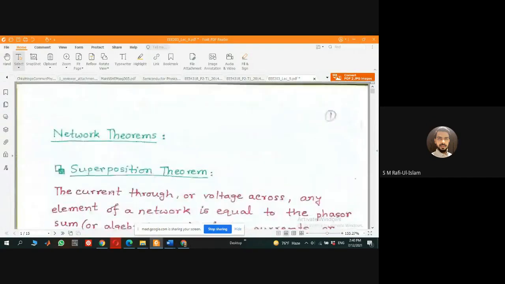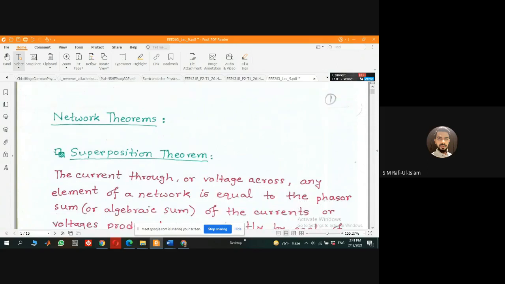So in the last week, we had discussed Y-delta transformation. Today we'll be discussing some circuit network theorems in AC circuits, but all the theorems have already been covered in DC circuits. So whatever we have learned in DC circuit theory will be applicable in AC circuits as well, as I mentioned earlier.